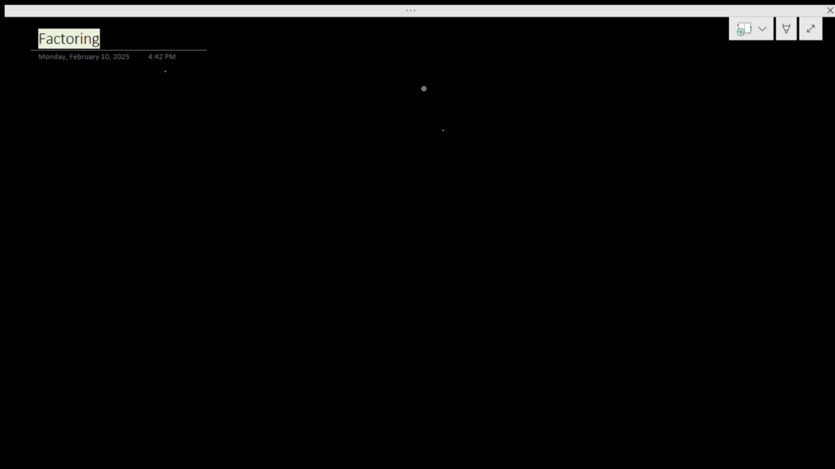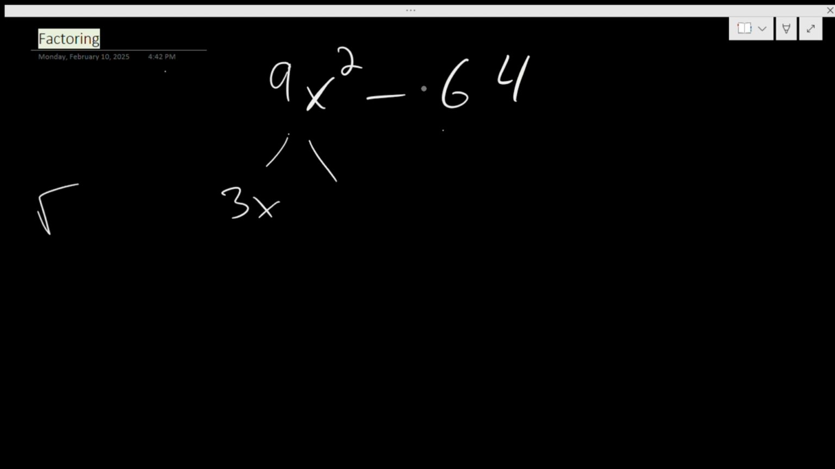Okay, guys, let's take a look at another example. Let's say we have another difference of perfect squares. We have 9x squared minus 64. And how do we know it's a difference of perfect squares? Well, we have to check. What is the square root of 9x squared? It's actually 3x, because 3x times 3x gives you 9x squared.